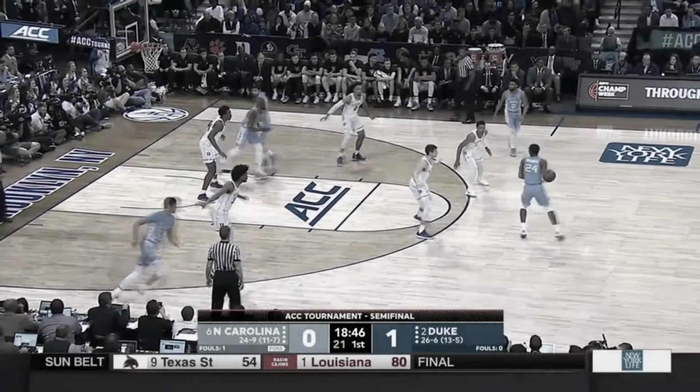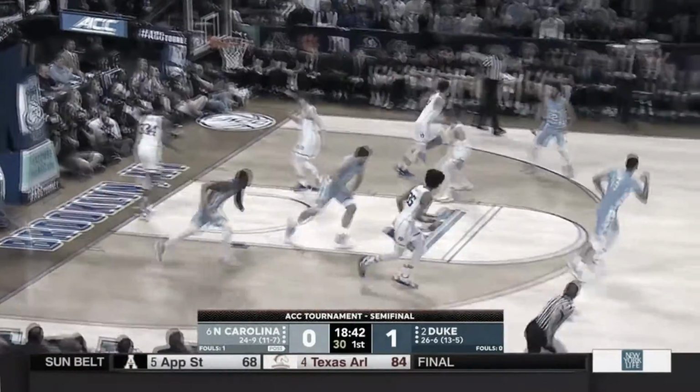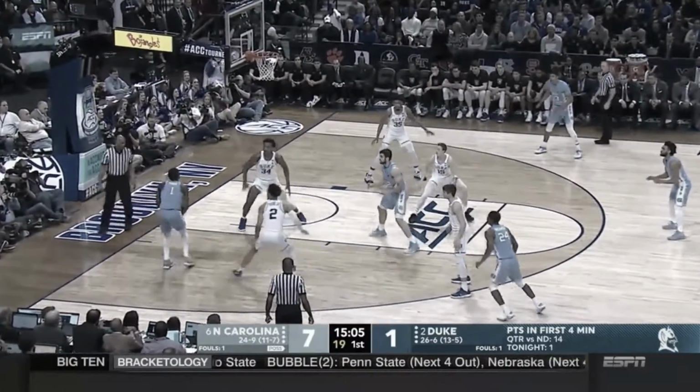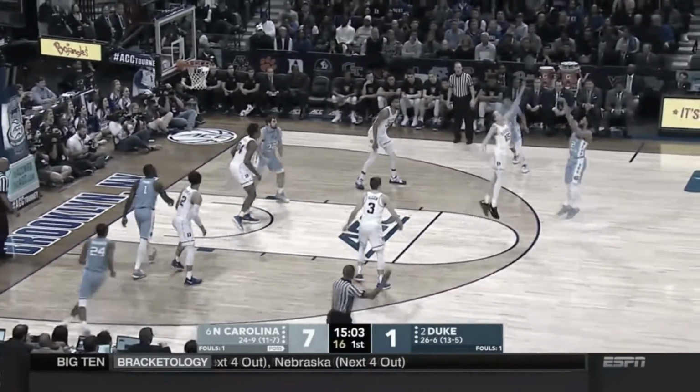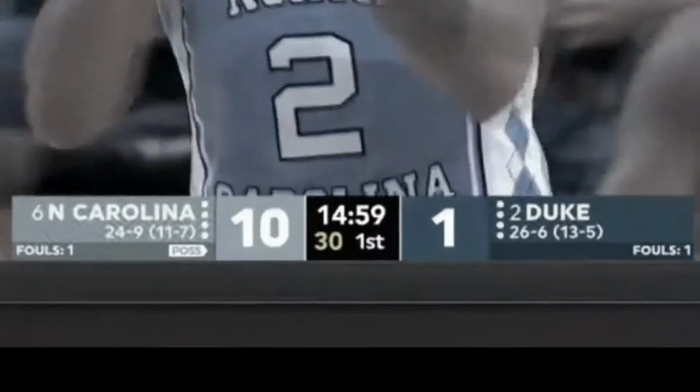The Tar Heels came out red hot to start the game, scoring 10 points in a row right after the Blue Devils scored their first and only point. UNC drained three-pointer after three-pointer, pushing their lead further. The score was 10-1 after the first 5 minutes of the game.